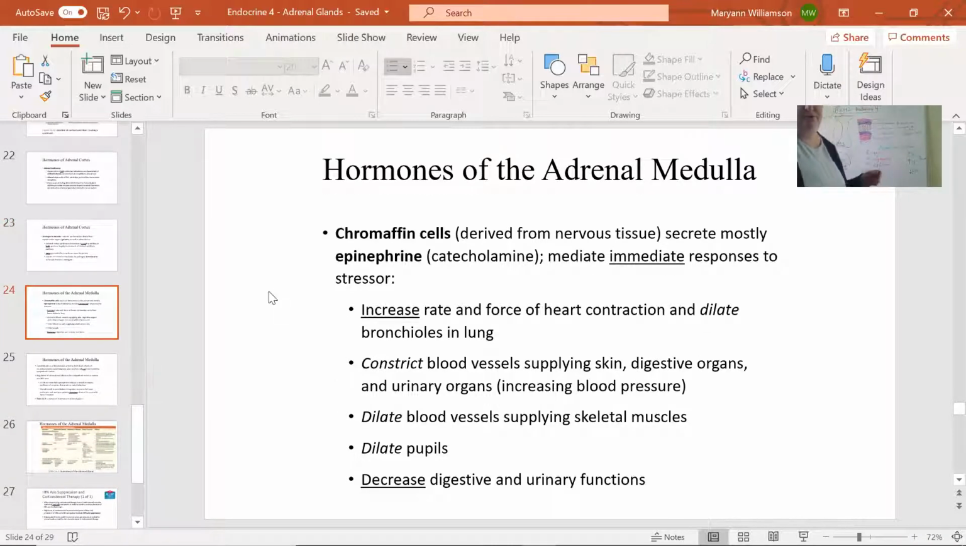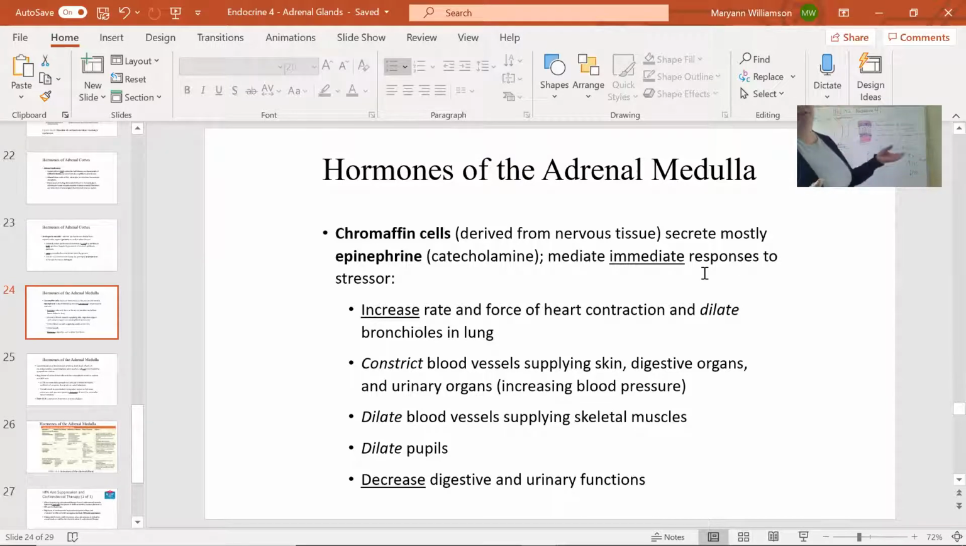All right. So the adrenal medulla, we have chromaffin cells. It's a fun word, isn't it? Chromaffin. They're derived from the nervous tissue, because remember that's a neuroendocrine part of the organ. And epinephrine is one of the number one hormones it's going to be secreting. Remember, epinephrine is a catecholamine, if you remember back to your sympathetic, parasympathetic nervous system chapter, I think that was number 14. So these are going to mediate immediate responses to stresses.